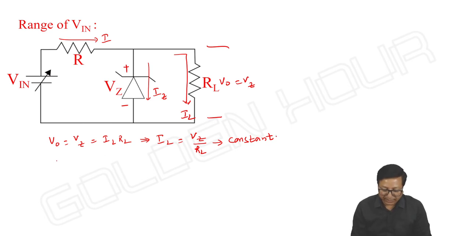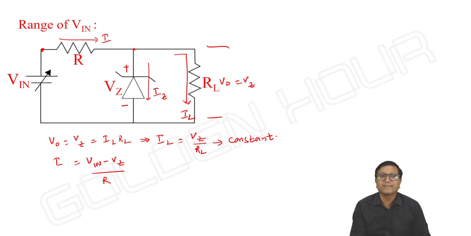Next, I can write I is equal to V input minus VZ by R. Here the voltage is V input, here the voltage is VZ, and this is ground. That gives us the current I. Also, if I take the node equation at this particular point, I is equal to IZ plus IL, where IL is constant.